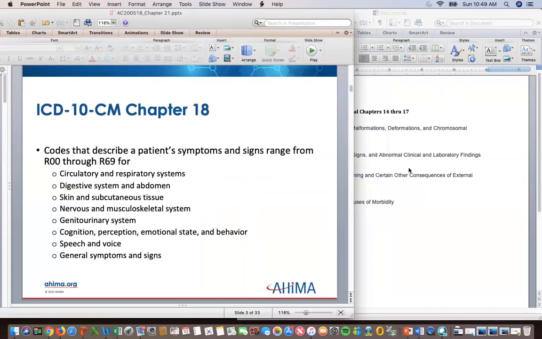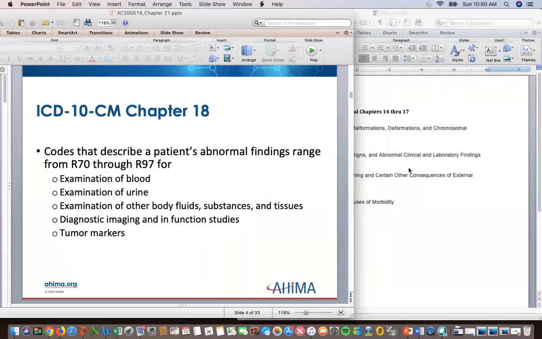Codes that describe a patient's symptoms and signs range from R00 to R69. Take a look at the categories we're going to be looking at: circulatory and respiratory, digestive, skin, subcutaneous tissue, nervous, musculoskeletal, genitourinary system, cognition, perception, emotional state and behavior, speech, voice, and general symptoms and signs.